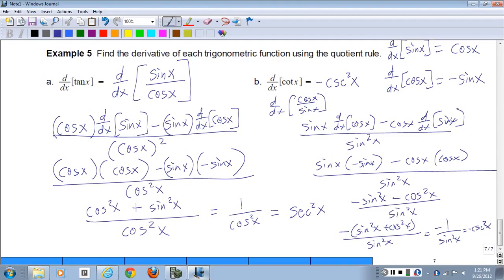It'll be kind of a recurring theme. We take the derivative of a particular function. The derivative of the cofunction will be similar, but will have a negative sign associated with it.